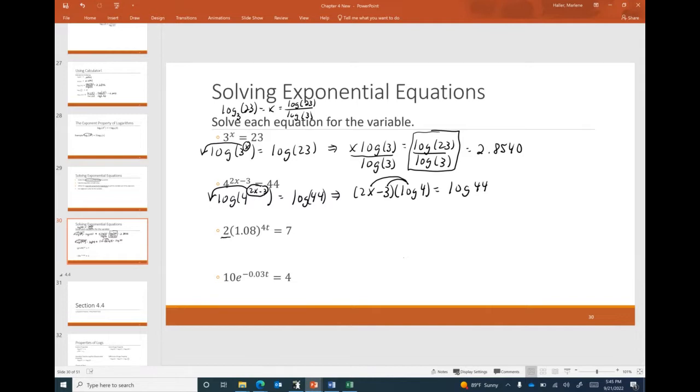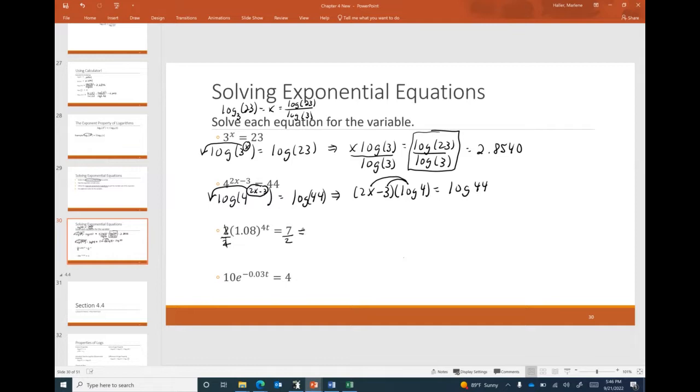I want to divide that 2 away before I take the log of both sides, right? I don't want to have a coefficient in front of my exponential expression. I need to isolate it. I need just an exponential expression on one side, right? And I can do that. When I divide both sides by 2, then I've got 1.08. These divide out. 1.08 to the 4t power equals 7/2.